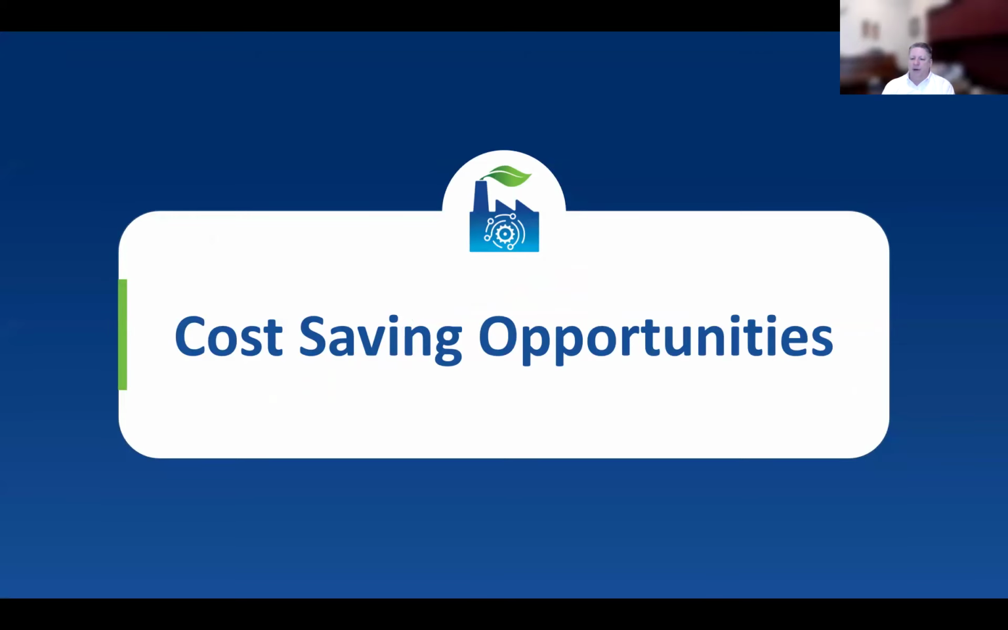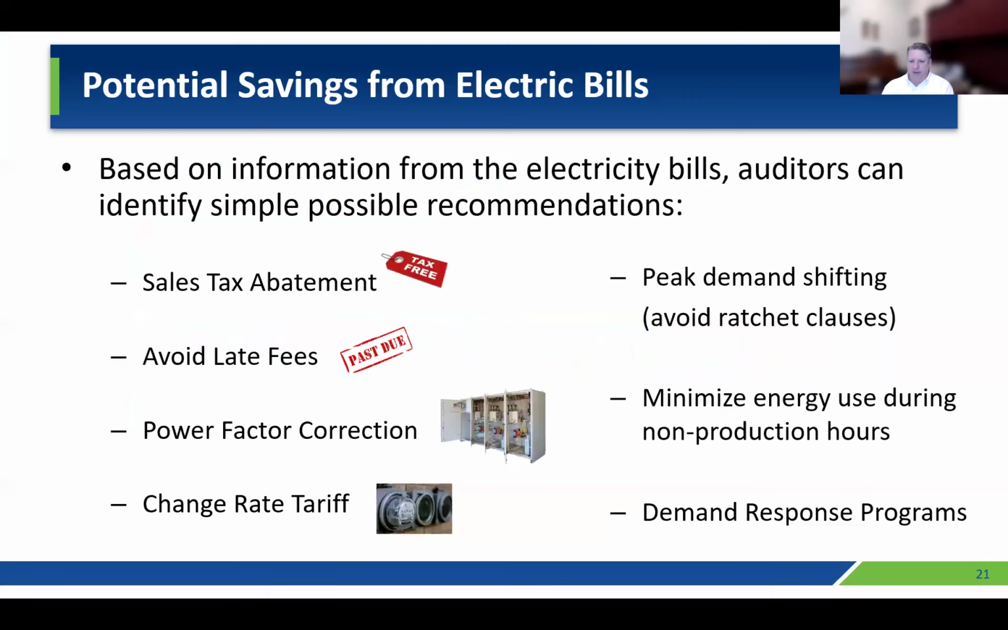Now, let's talk about a few specific cost saving opportunities. First of all, we'll need to talk a little bit about sales tax abatement and avoiding late fees. We've just mentioned power factor correction. We'll also want to mention changing your rate tariff. Like your cell phone plan, sometimes you're not getting the best deal for the way that you use your energy. So it's always good to go back and look at what other rate plans may be available from your utility.